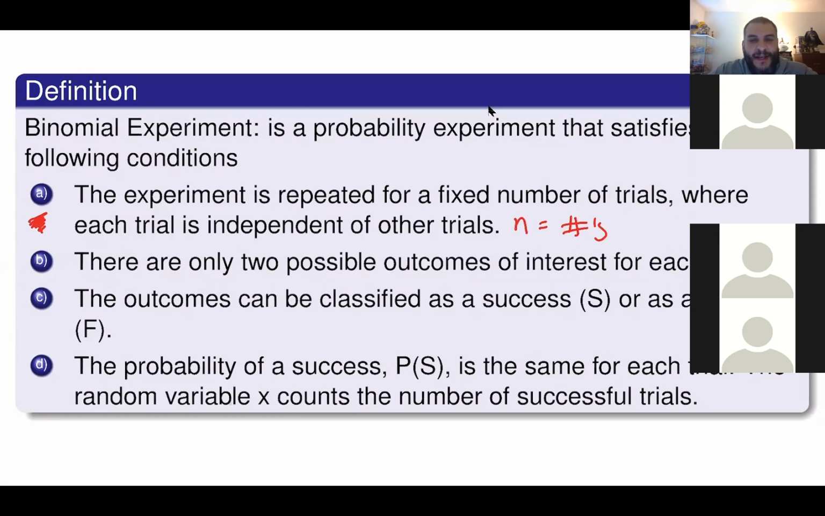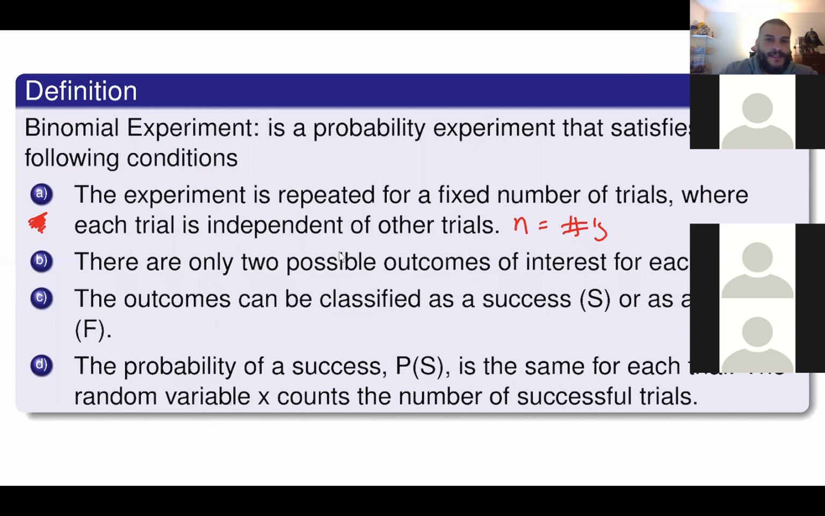All right, so they have to tell you your trials. We're going to call that N. So if they tell us they do it N many times, we know that it will be considered a binomial experiment.